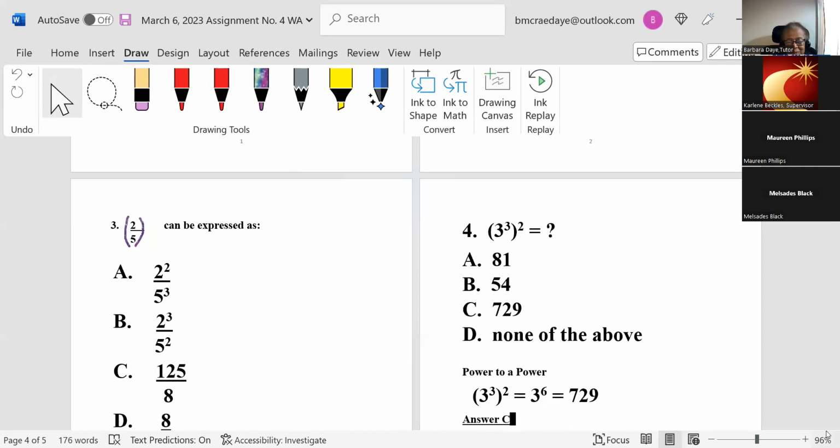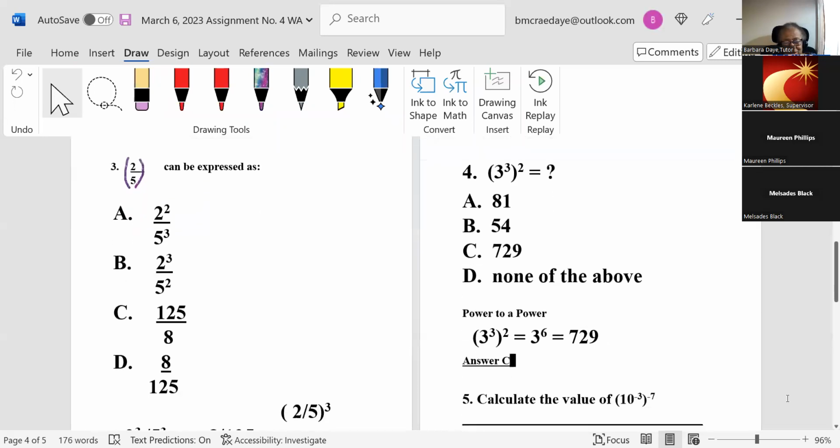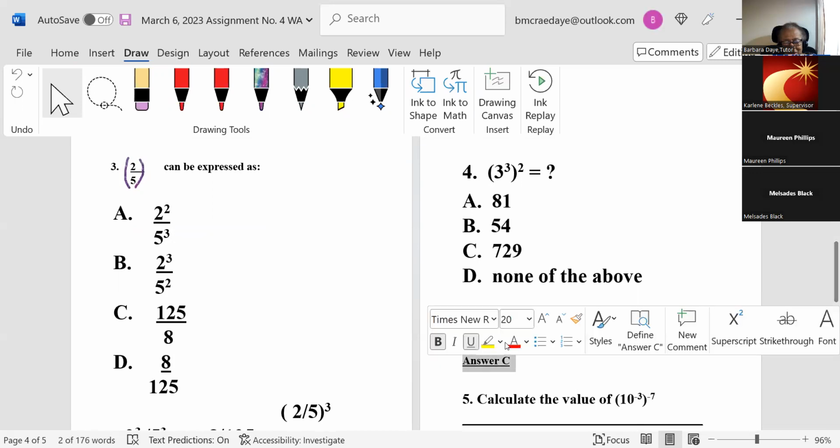Questions? This is the power to a power rule. And all you do is multiply the powers. Well, once you get 3 to the 6 and you don't see 3 to the 6 as one of your answers, then you expand this and you get 729. And that's answer C. Okay. Questions? No, thank you, miss. No questions.